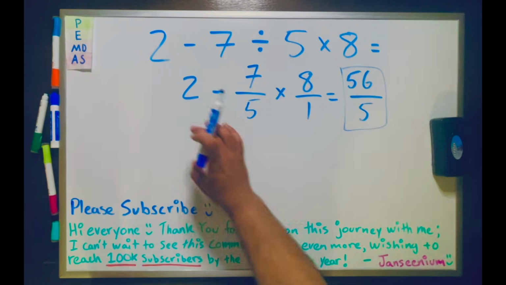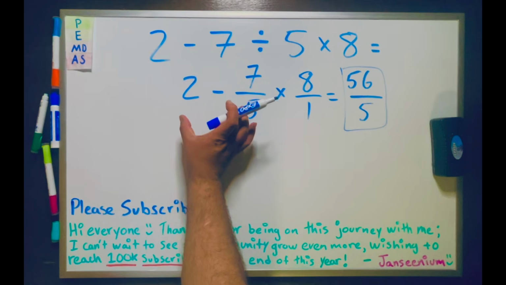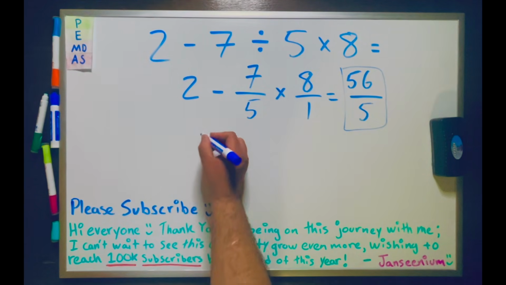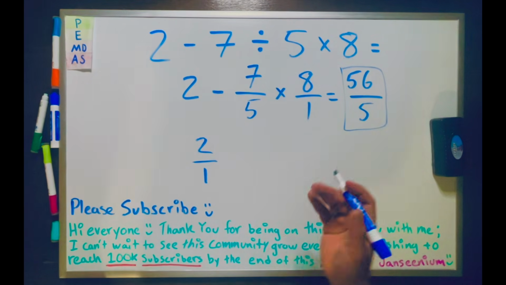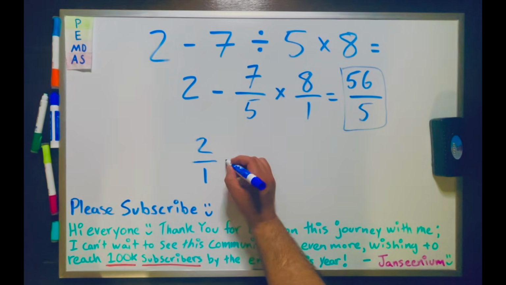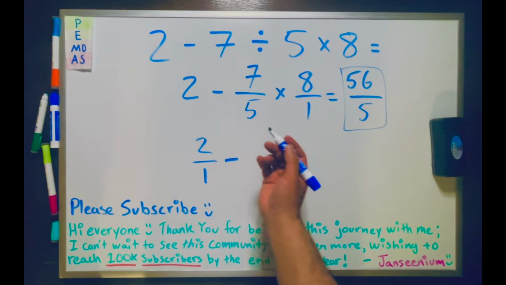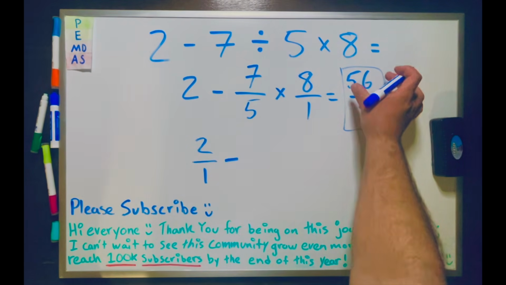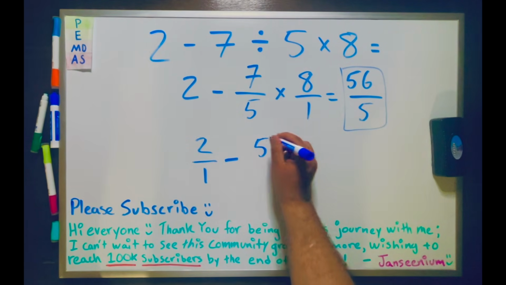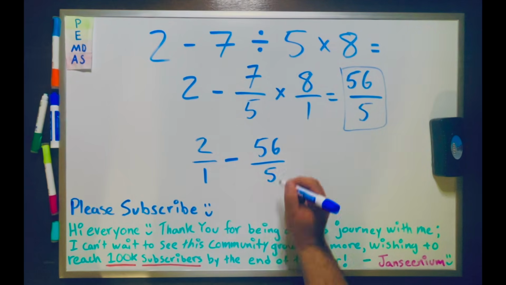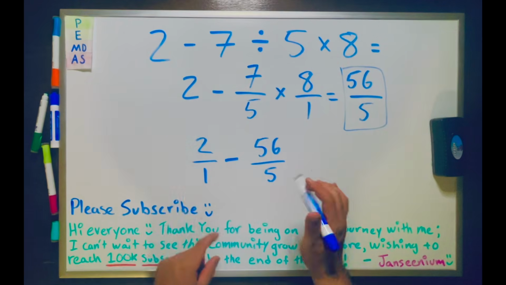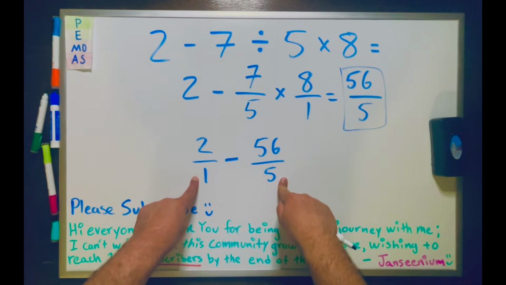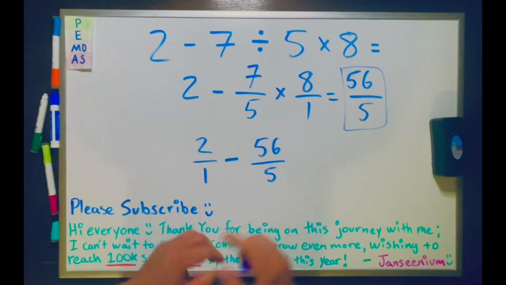So now we're going to bring this 2 minus down, but let's bring the 2 minus down in a fraction form to make the math fun and easy. 2 over 1 equals 2, it does not change the 2. Now let's bring that 56 over 5 closer. So now we're subtracting both fractions, but the denominators are different. So we're going to use the butterfly method.